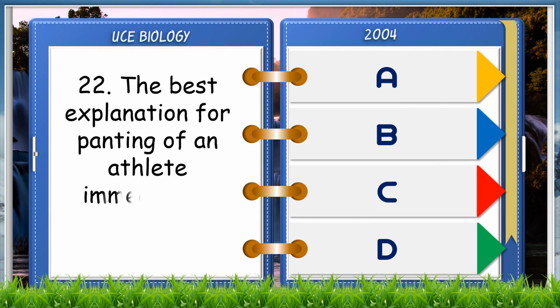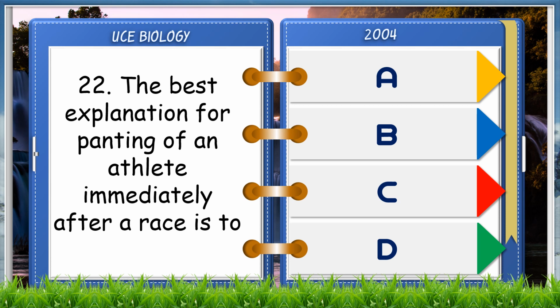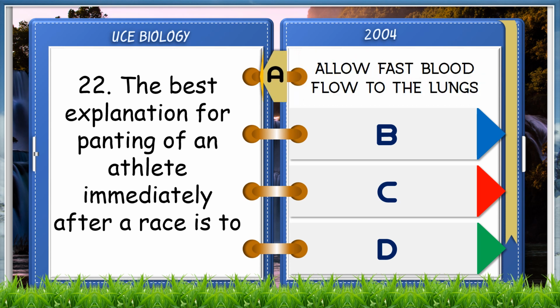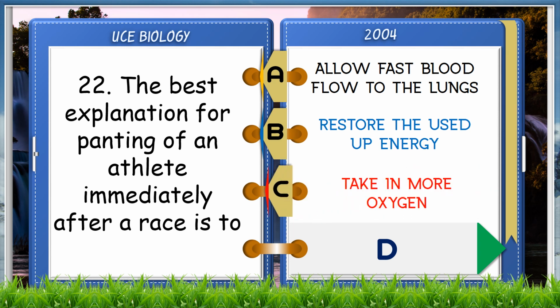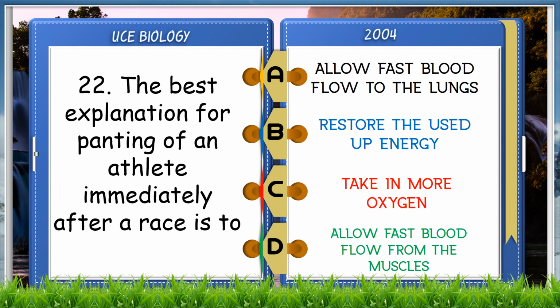The best explanation for panting in an athlete immediately after a race is to A. Allow fast blood flow to the lungs. B. Restore the used up energy. C. Take in more oxygen. D. Allow fast blood flow from the muscle. The answer is C. Take in more oxygen.